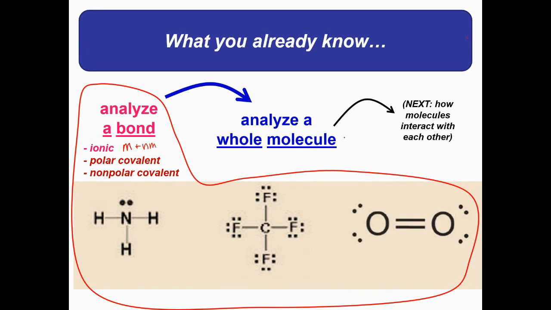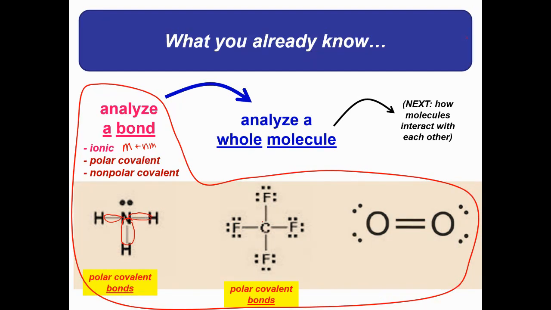Eventually, we're going to use these ideas to analyze a whole molecule and how molecules interact with each other. Okay, let's analyze some bonds. First up, in this molecule of NH3, this bond right here between the nitrogen and the hydrogen is a polar covalent bond because the nitrogen has a high electronegativity, hydrogen has a low electronegativity. So this molecule has 3 different polar covalent bonds. These bonds are all polar bonds and they are covalent bonds.